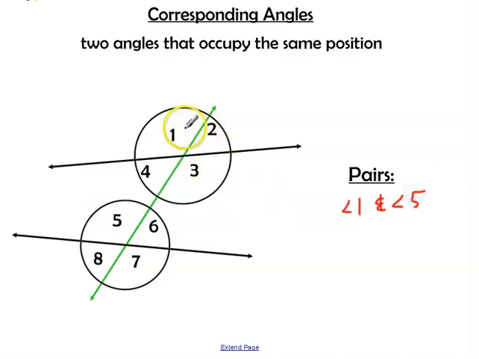Angle 2 is in the top right side. Angle 6 is in the top right side. So angle 2 and angle 6 are corresponding angles. 3, bottom right, 7, bottom right. So angle 3 and angle 7. 4 is in the bottom left, and 8 is in the bottom left. So angle 4 and angle 8 are corresponding angles.